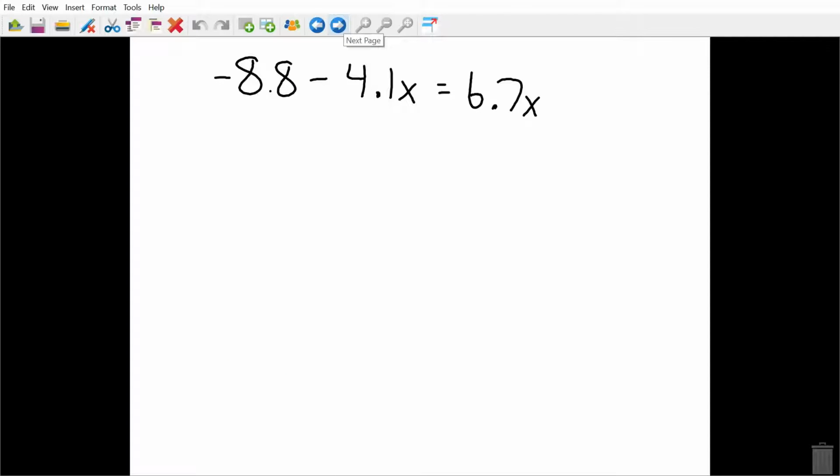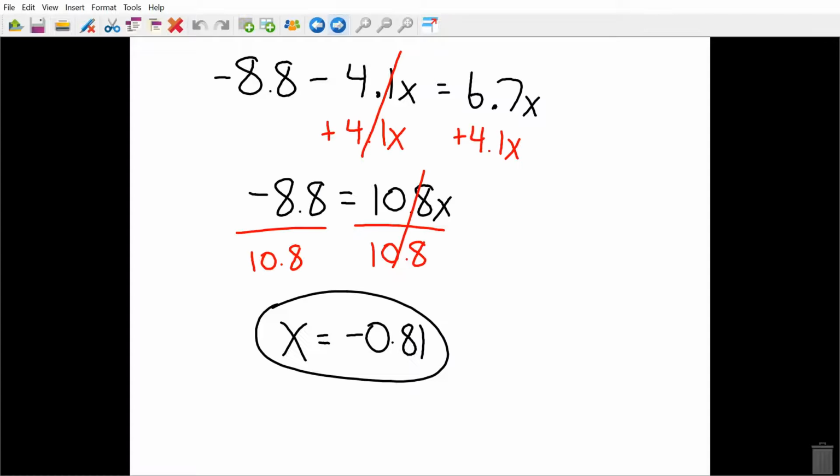Negative 8.8 minus 4.1x equals 6.7x. Please pause and try now. The answer is x equals negative 0.81. So here we do have an x on both sides. Now normally we gather all of the x's on the left side, but in this case, over here there is only just the one x, so we'll bring the 4.1 over to the right side this time, giving us 10.8x.